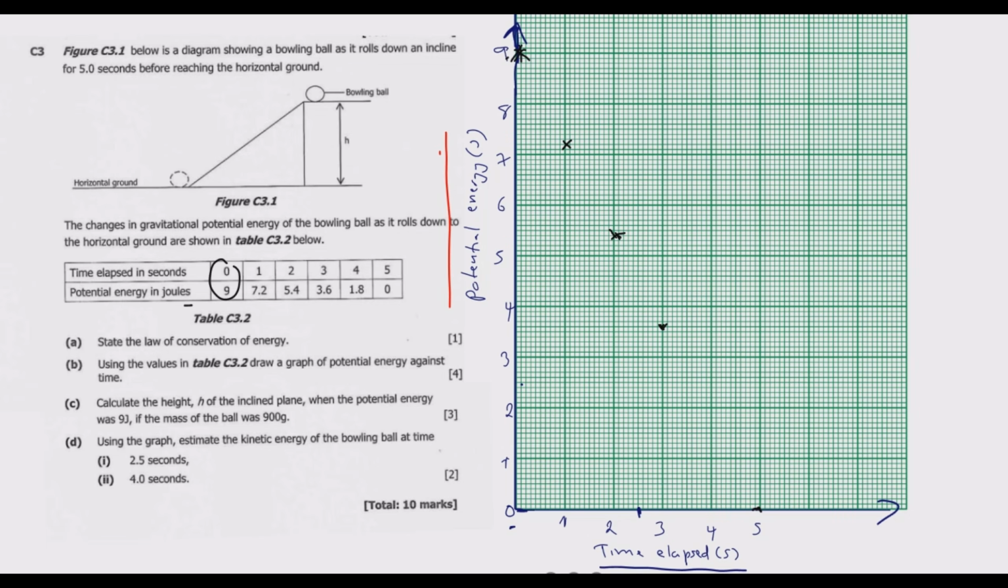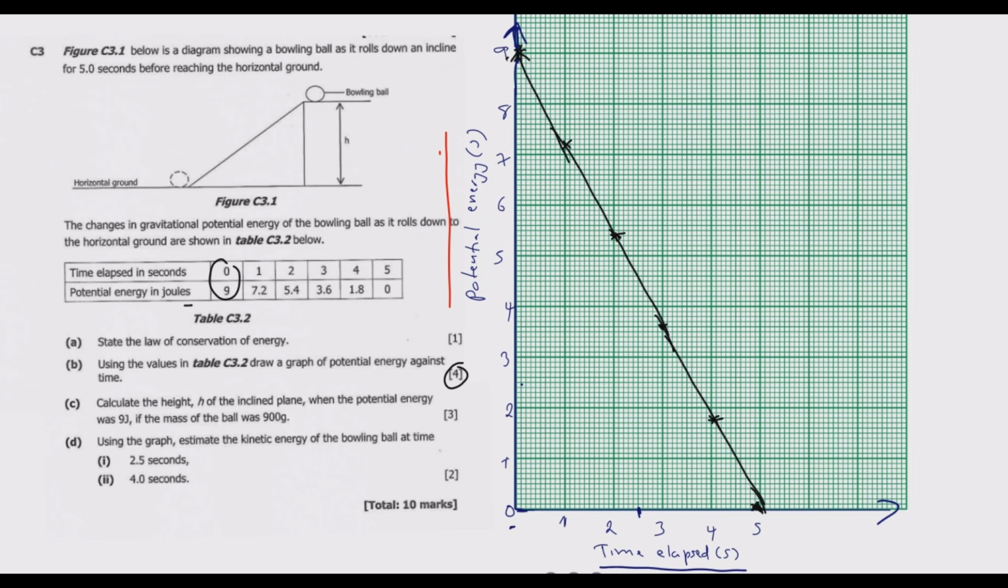Then we have 4, 1.8, just below here. Then we have 5, 0, which is at this point. Then after that, use your ruler to join these points to make a straight line, which will be something like this. So I'm just using a rough sketch, but it will be a straight line. So this is how it will look. Once it looks like that, then you finish, then you get the 4 marks.